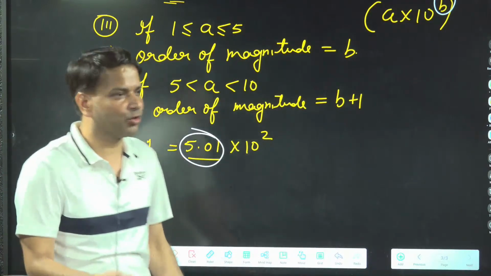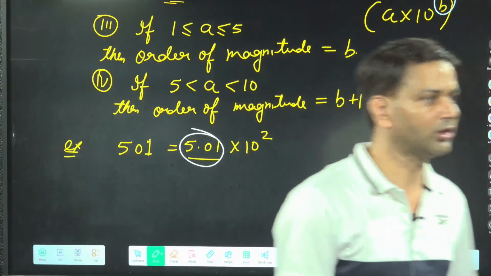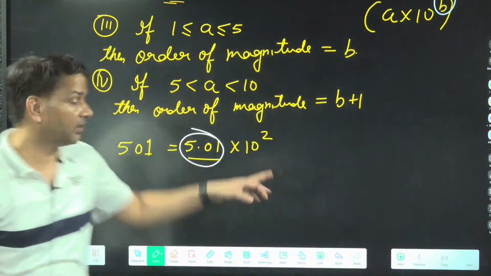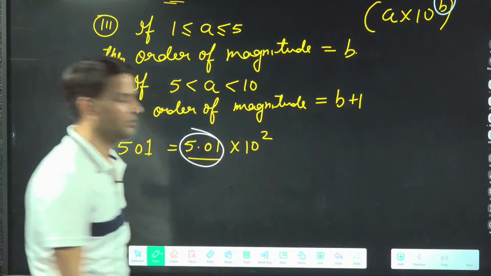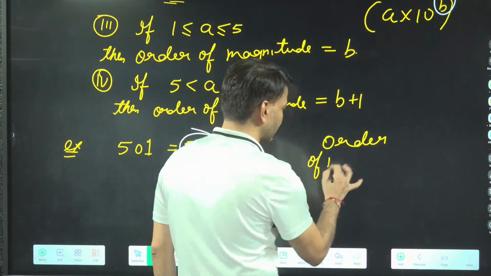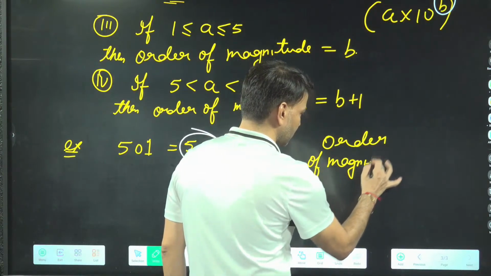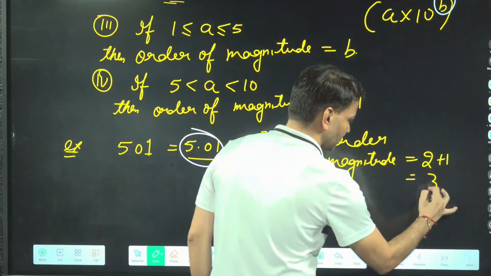Okay, so more has no limit. More means more only. So it is more than 5. When it is more than 5, the order of magnitude will be b plus 1. Now, what is the b value here? 2. Then what order of magnitude will you get? Order of magnitude is equal to 2 plus 1, that is equal to 3.